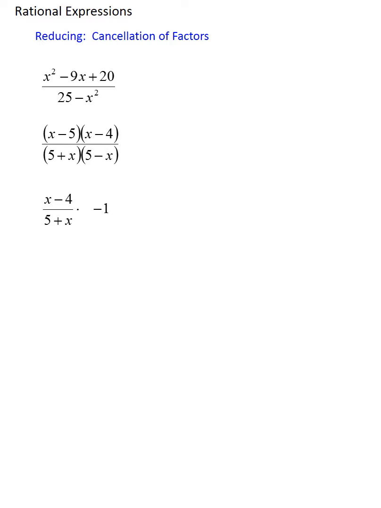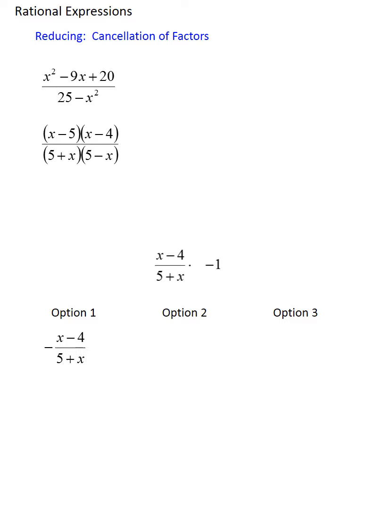Okay, that brings up another question. How do we multiply a fraction by negative 1? Well, it turns out there's 3 good choices. I'll show you all 3 of them. The first one is to simply take that negative 1 and put it in front of the fraction. Nothing wrong with that. The second option is to multiply the fraction by negative 1 over 1, effectively multiplying the top by negative 1. And the third option is to multiply the bottom by negative 1.